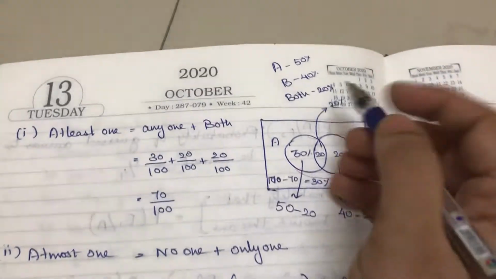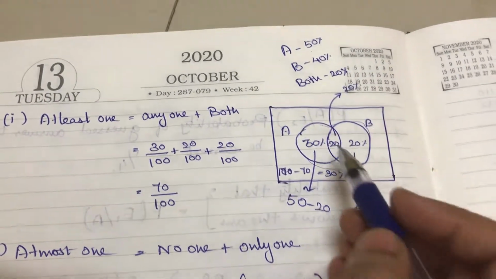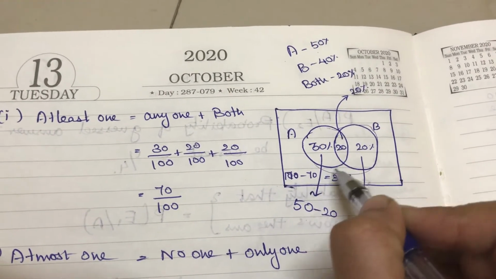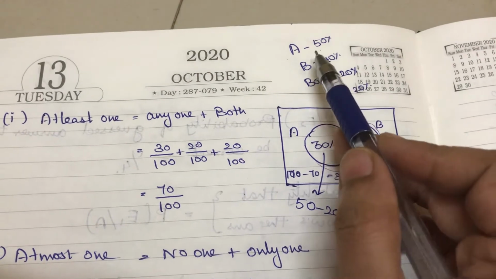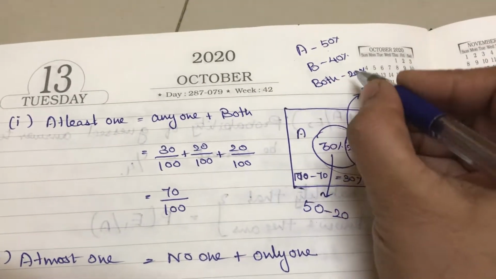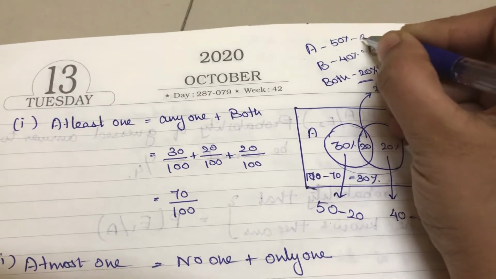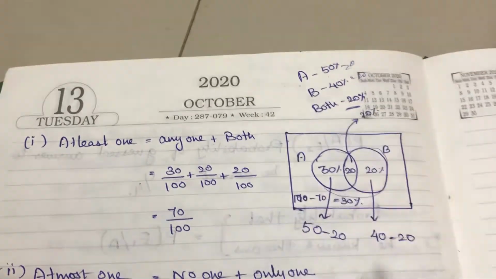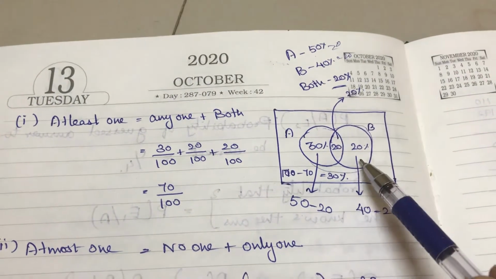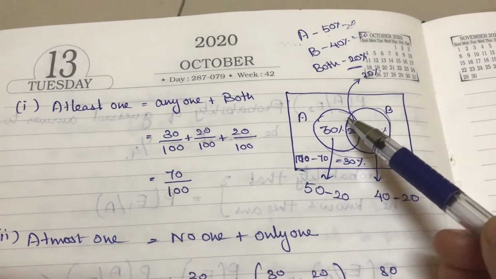So they have said A as 50%, B as 40% and both 20%. So I'm just writing 20 here. A is 50, so just write 20 is the common. So I need to minus the common here, then only I will get A alone. So 50 minus 20 is 30 and 40 minus 20 is 20 here. A alone, B alone. And this one is both.